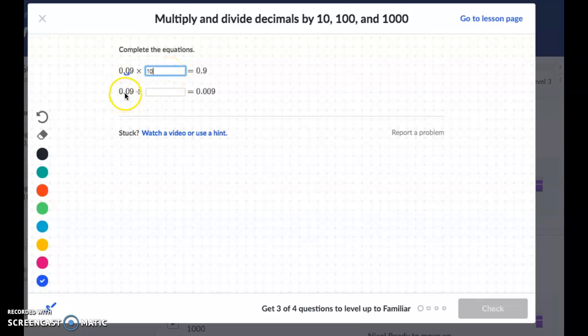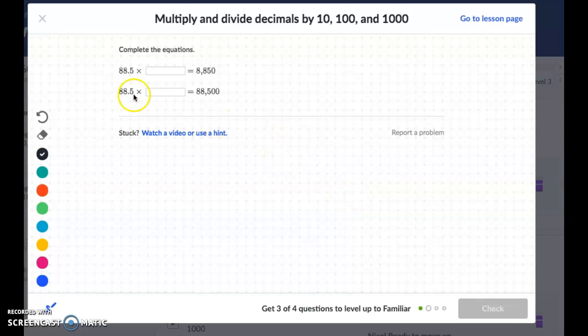And then here, when we look, we say, okay, well, this decimal is actually shifting 1 over because 0.009. So it's shifting 1 over, it's divided, so that's why it's going left, and it's only going over 1 space, so that's going to be by 10. Okay, if it's 1 space, it's going to be 10. If it's 2 spaces, that's going to be 100. And if it's 3 spaces, it's going to be 1,000.